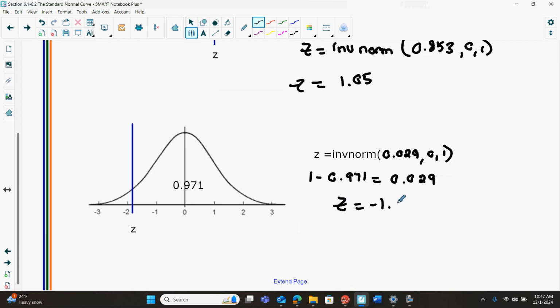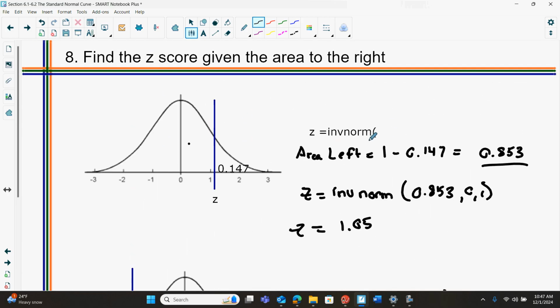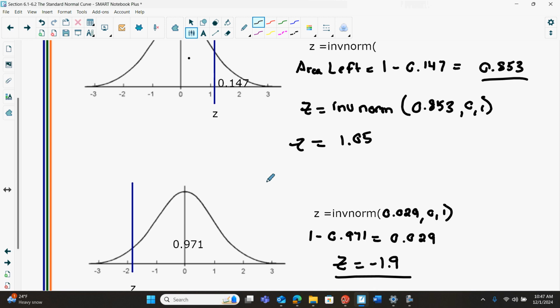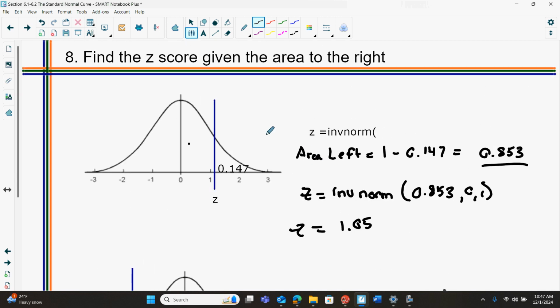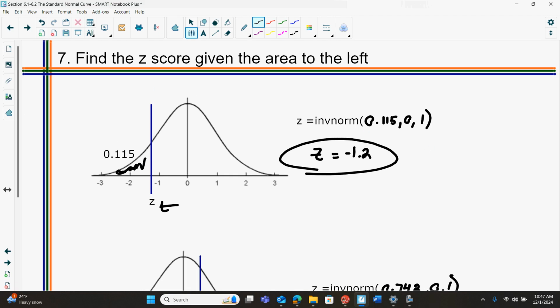So remember, when you're given area to the right, your calculator will only treat that input as area to the left. If you put in 0.147, the calculator is assuming this area to the left is 0.147, and we can tell that's definitely not the case here. So make sure you do that little step when you're given area to the right. If you're given area to the left, just like in the last slide, you don't have to do that.